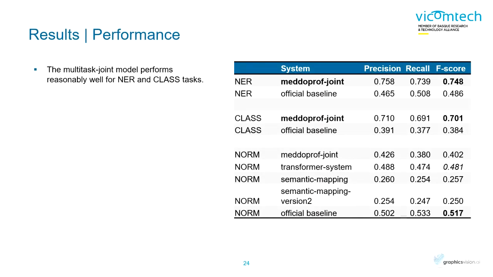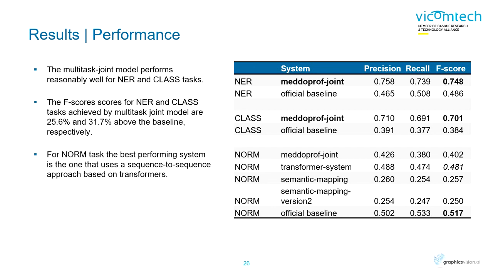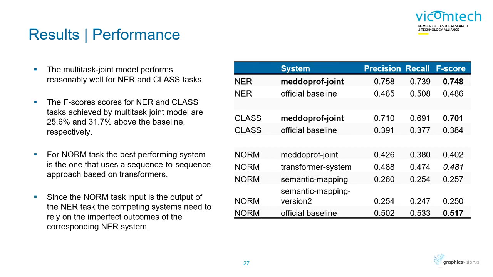The performance of the multitask joint model is reasonably good for named entity recognition and classification tasks, as you can see in this table. The F scores are 25 and 31% above the baseline, respectively. For the normalization task, the best performing system is the model with the sequence-to-sequence approach. Nevertheless, the score, even for the best system, is below the baseline score. Since in the normalization task the input is the output of the previous task, the error accumulation lowers the final score.